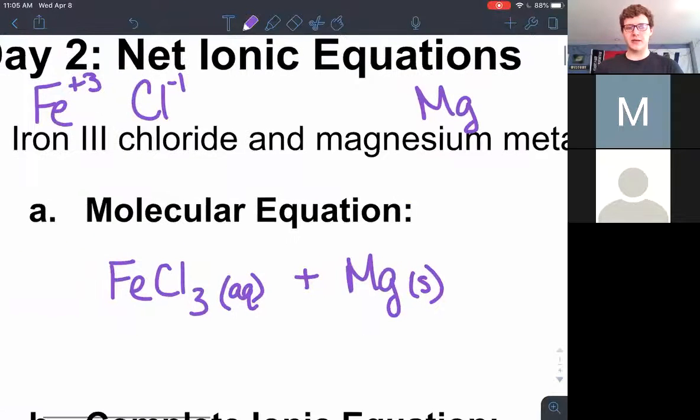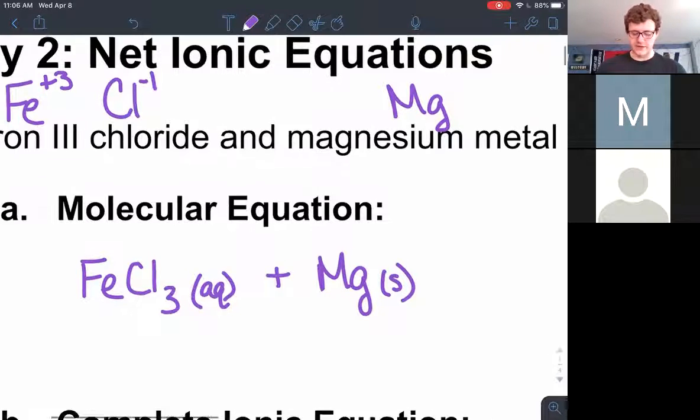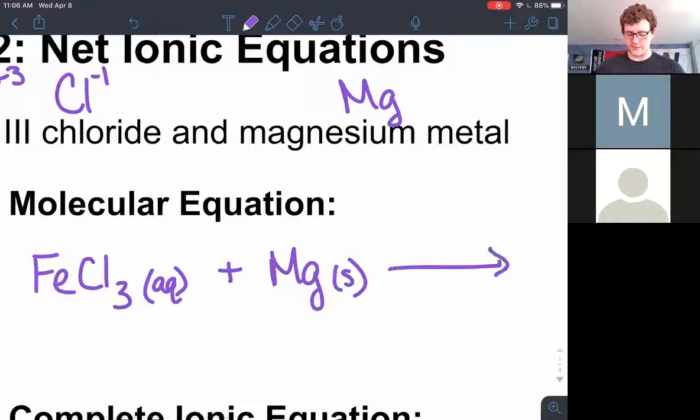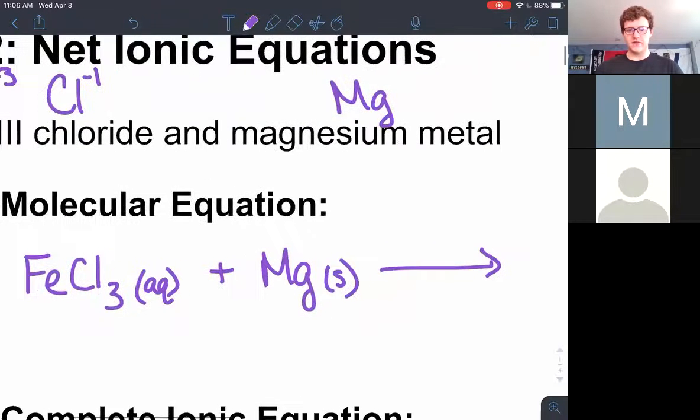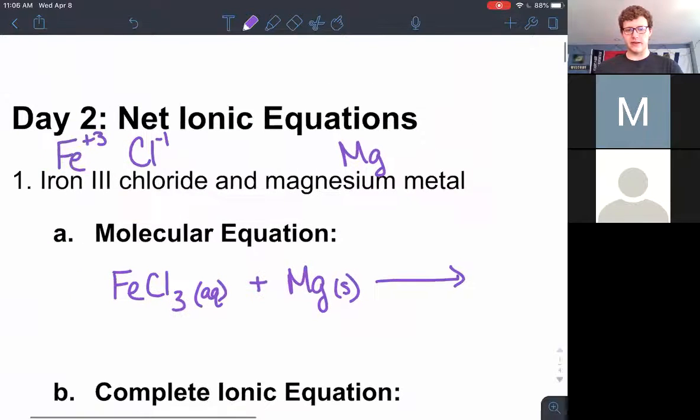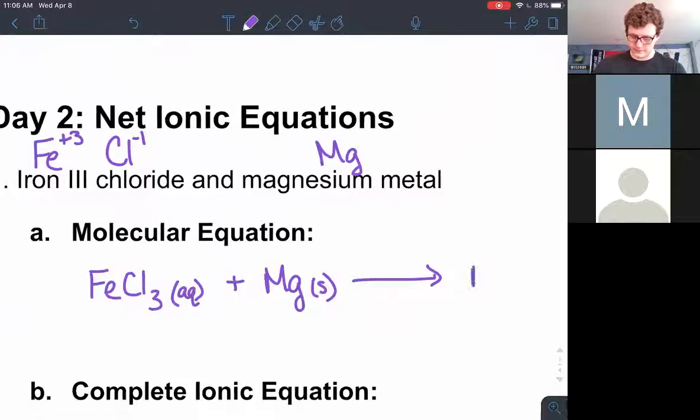And then what kind of reaction do we have here? Do you remember? We have a compound and an element. Single replacement. Perfect. So we're going to have a single replacement reaction. And can you figure out what our 2 products are going to be? MgCl and Fe.